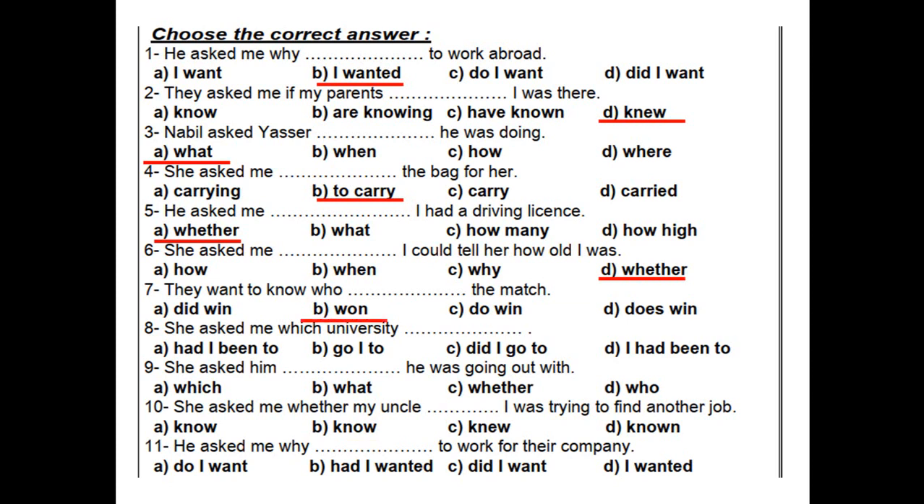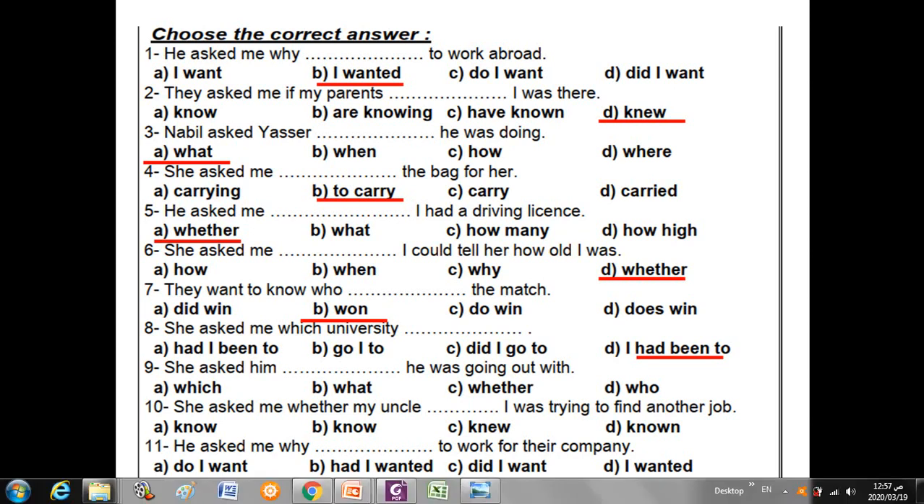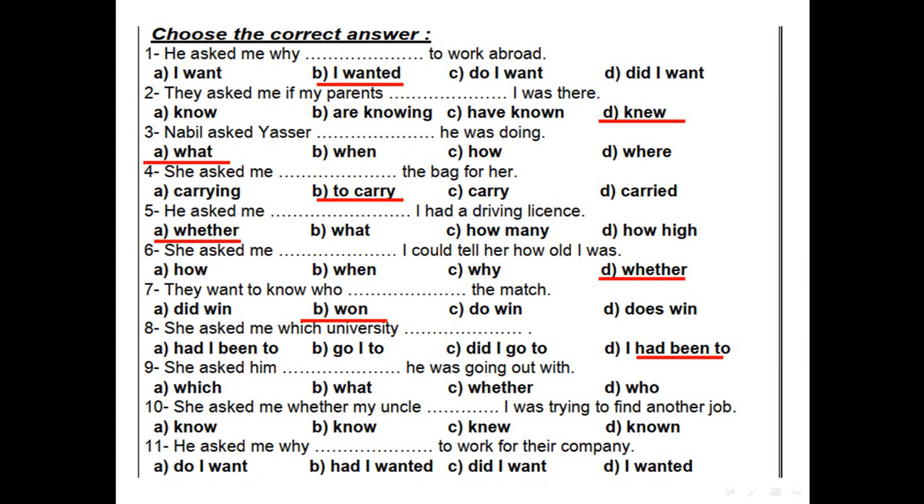Number 8. She asked me which university had I been to, go I to, did I go to, I had been to. She asked me which university I had been to. Number 9. She asked him space he was going out with. Asked him which, what, whether, who. It is, he asked, she asked him who he was going out with.